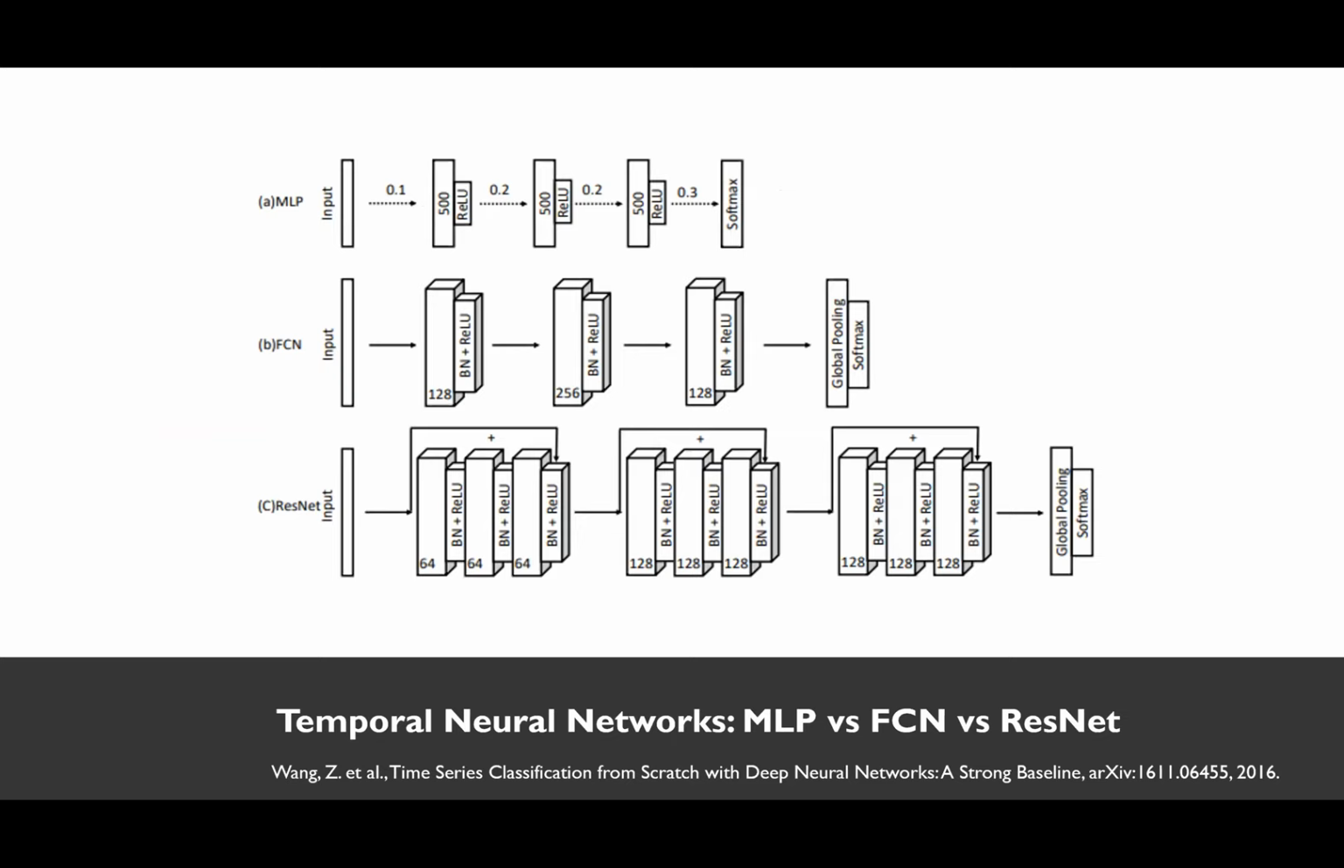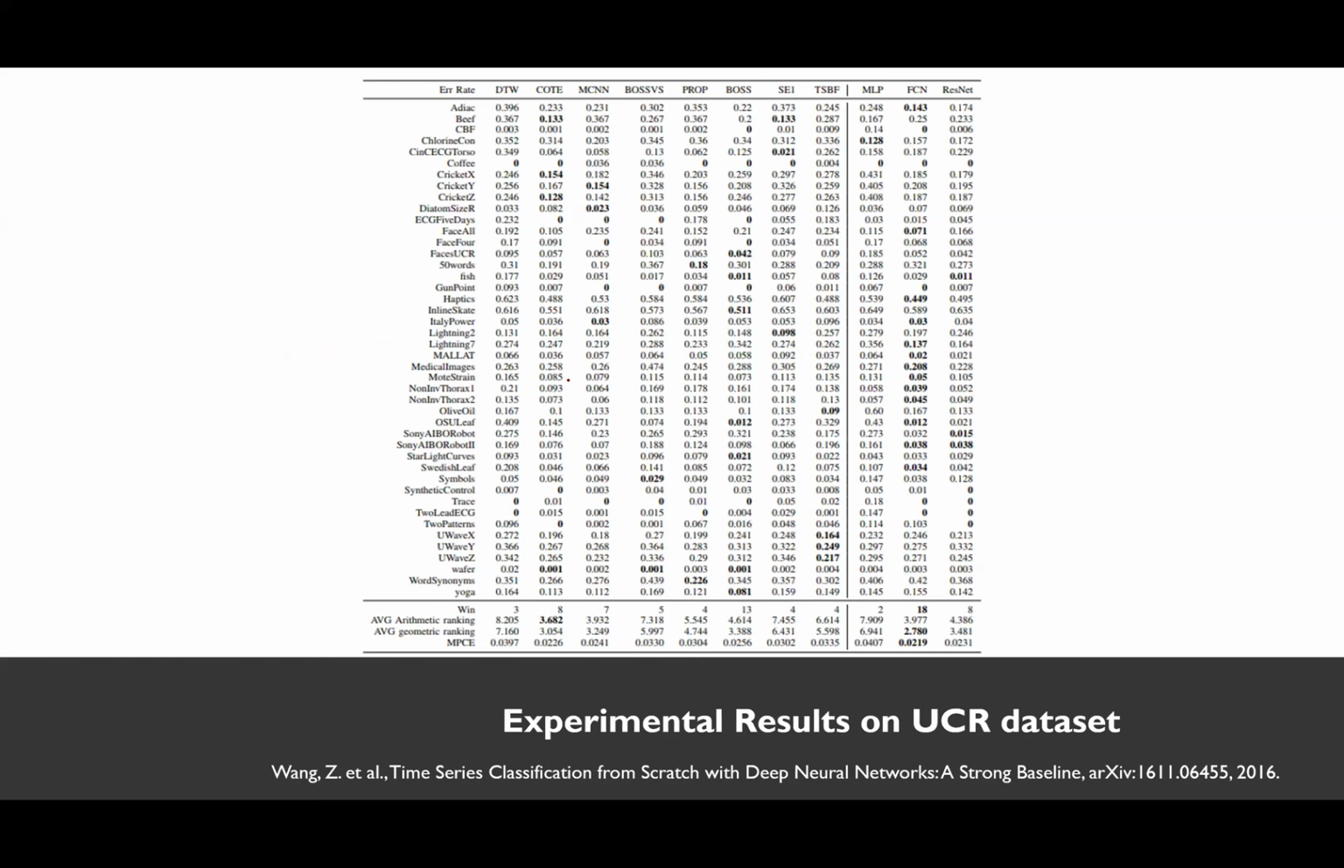These are the models that people use: the multilayer perceptron, FCN, the fully convolutional neural network, and ResNet. The fully convolutional network is similar to what we have seen in the previous slide, but here fully convolutional means that all the inputs in the previous channel will be used to make all the inputs in the next channel, and so on. In the UCR data set, we observe that FCN, the fully convolutional network, shows good performance in many cases compared to the existing models. So FCN is good.